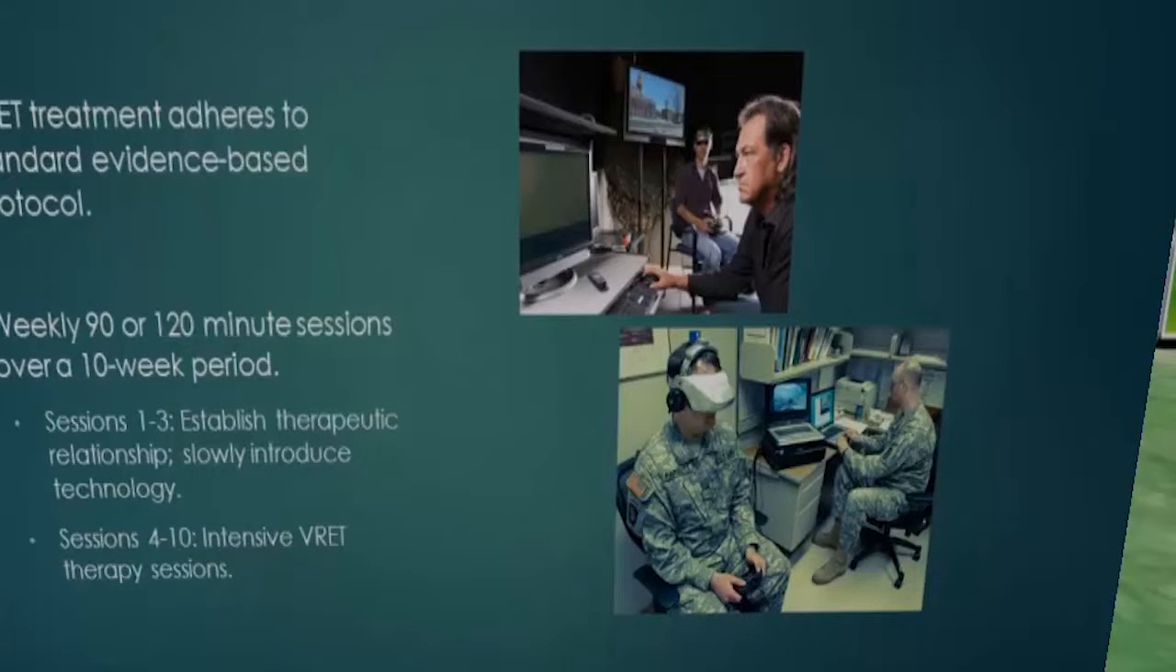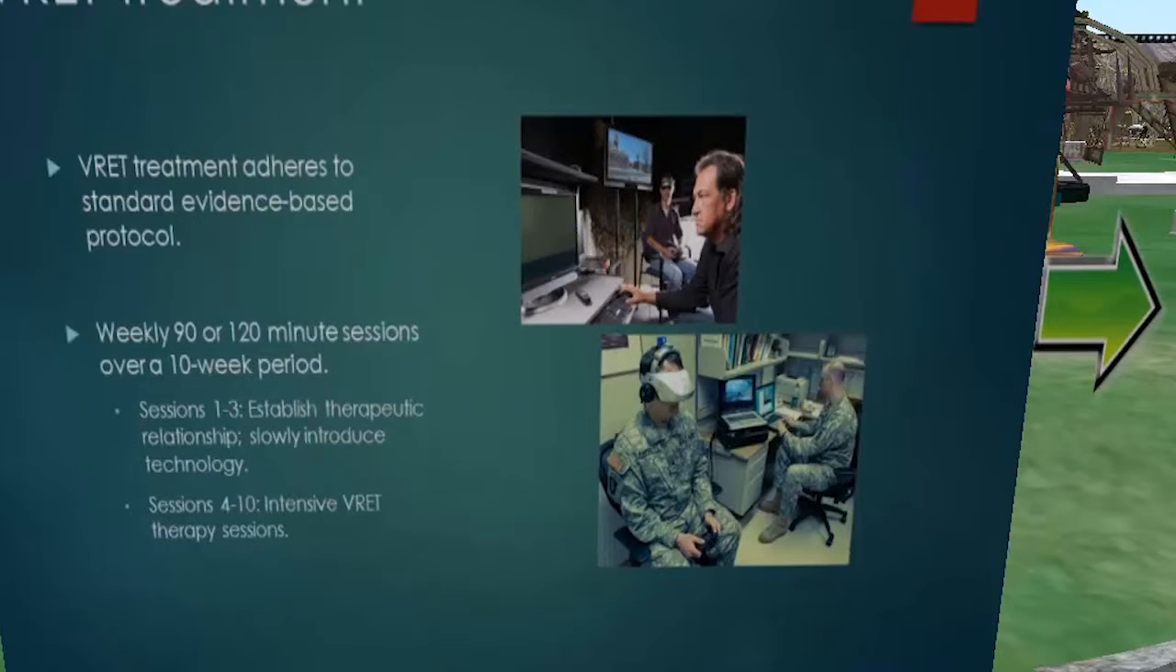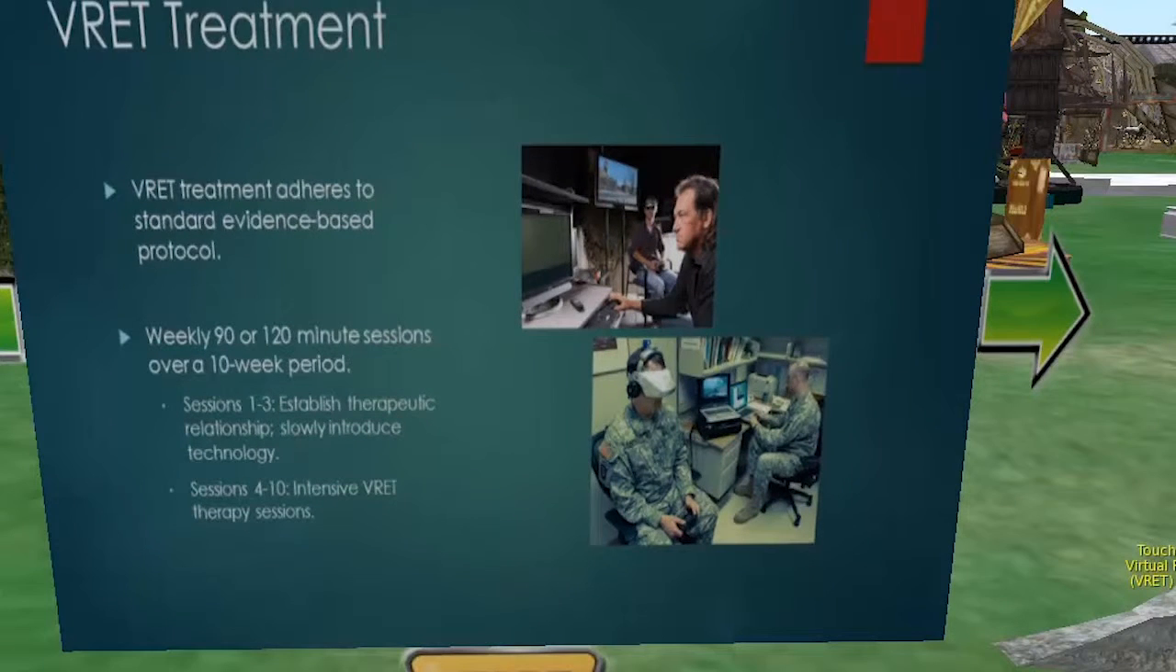The VRET treatment program adheres to a standard evidence-based protocol and is comprised of weekly 90 or 120-minute personalized sessions over a total 10-week period. The first session is more or less a patient and clinician meet and greet, and is designed to establish the baseline therapeutic relationship. The veteran's traumatic experiences may also be generally discussed at this time.